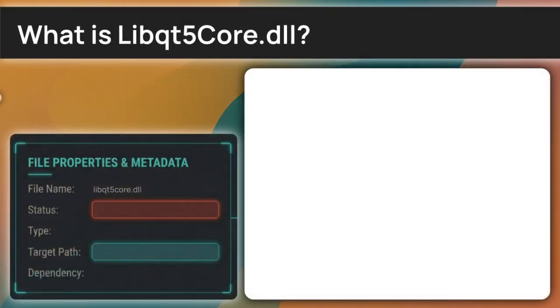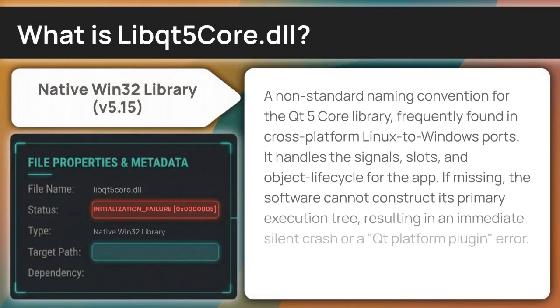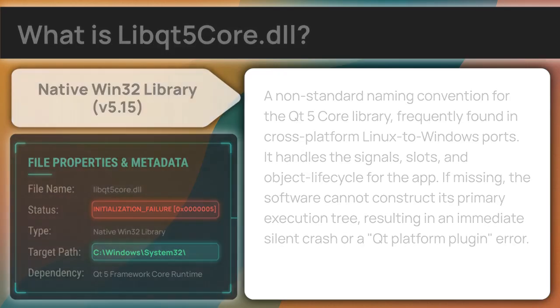This is the libqt5core, a non-standard naming convention for the Qt5core library, frequently found in cross-platform Linux to Windows ports. It handles the signals, slots, and object lifecycle for the app. If missing, the software cannot construct its primary execution tree, resulting in an immediate silent crash or a Qt platform plugin error. With the explanation out of the way, let's refresh the affected files.